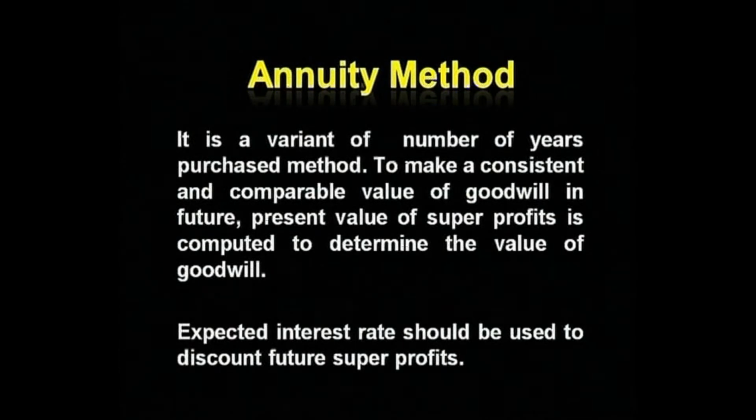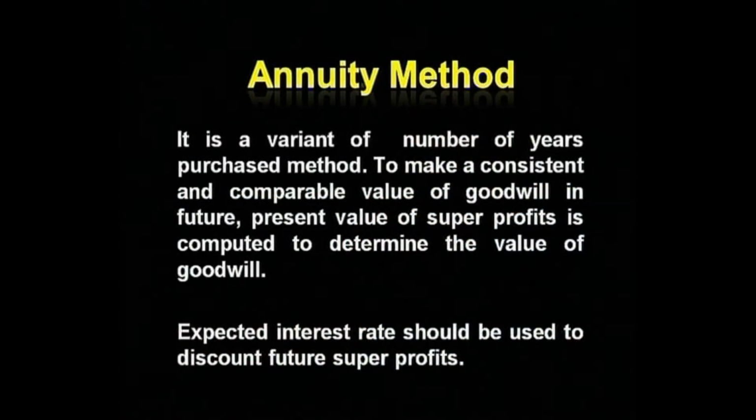Now, moving ahead, we will learn another method which is known as the annuity method. Under the annuity method, again we have to do the valuation of goodwill. Let us highlight the scenario being given. It is a variant of the number of years purchase method to make a concise and comparable value of goodwill in future. Present value of super profit is computed to determine the value of goodwill. Expected interest rate should be used to discount future super profits.